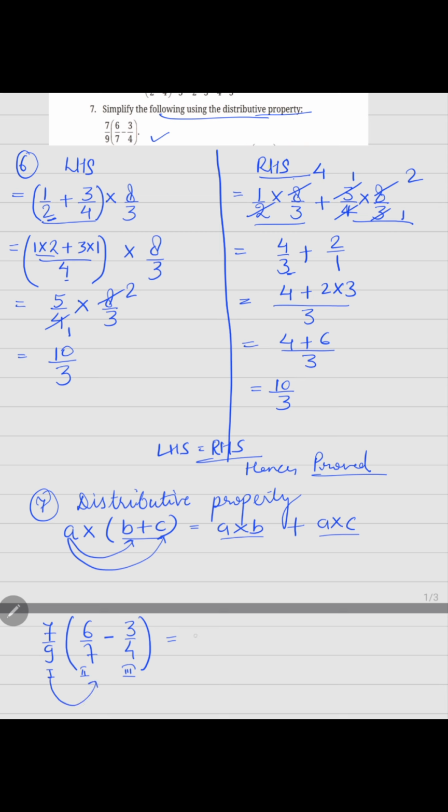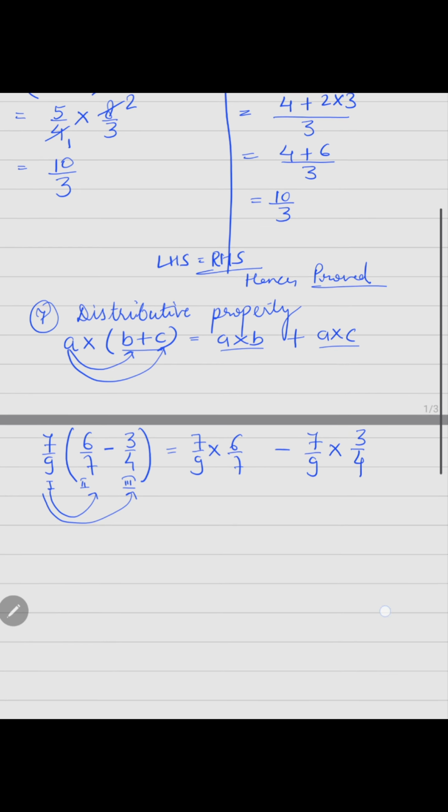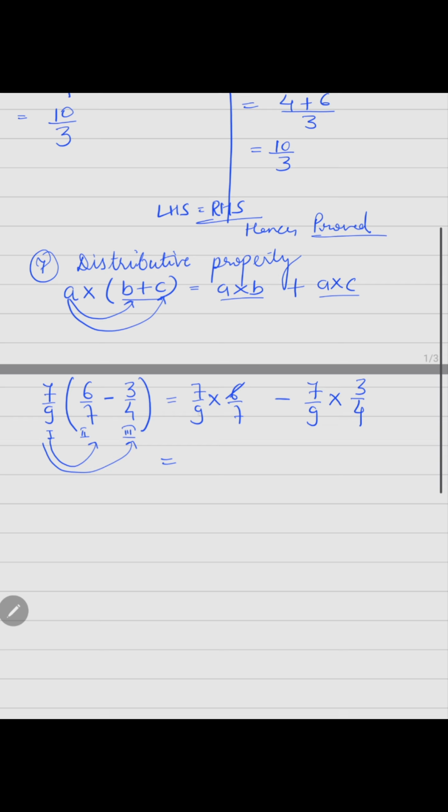Firstly we have to multiply the first rational number into the second, and then use the sign which is given in the bracket, and then multiply 7/9 into 3/4. Now we have to divide 9 and 6 by 3. 3 times 3 is 9, and 3 times 2 is 6. 7 times 1 is 7, 2 into 1 is 2, 3 into 1 is 3.